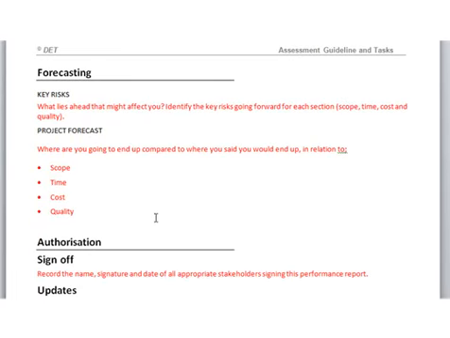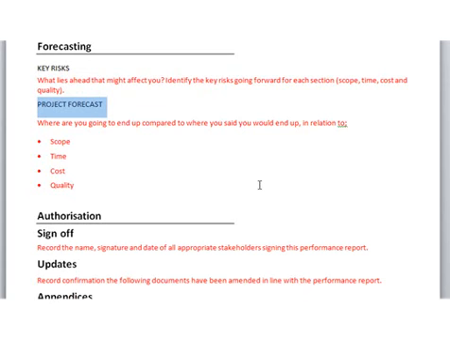So down I go. The first part here is on key risks, and this says what lies ahead that may affect you. Identify the key risks going forward for each section: scope, time, cost and quality. So again, you might want to visit your risk plan, see if there's anything really key coming up in that risk plan for this last part of your project or this next part of your project. Underneath that, you've got your project forecast, and this says where are you going to end up compared to where you said you would end up in relation to scope, time, cost and quality.